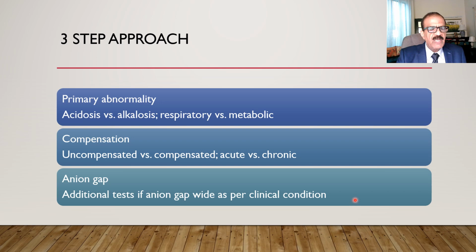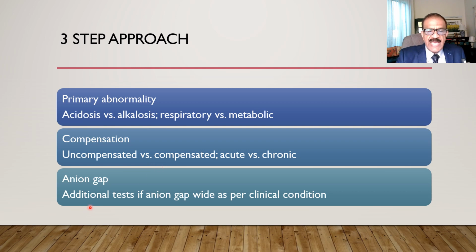In the first step, you should be able to figure out the primary abnormality, whether the problem is acidosis or alkalosis, whether the problem is respiratory or metabolic. So most of the job is done here. Then you see if there is any compensation, and that will tell you if the disorder is acute or chronic, and if the compensatory mechanism is intact or not.